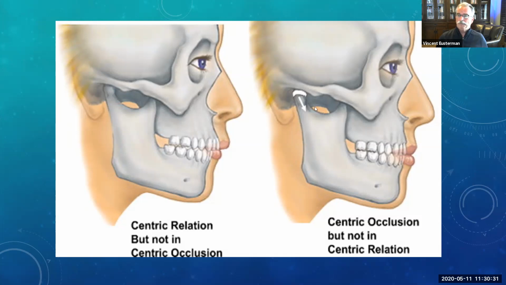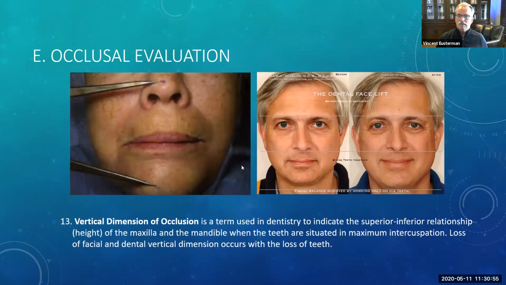And this patient has the bite perfect, but the condyle is not where it's supposed to be. So he has centric occlusion, but he is not in centric relation. And to have both together is where you really want to be. And many times that's what the reconstructive surgeon spends time trying to figure out as he repairs the jaw.